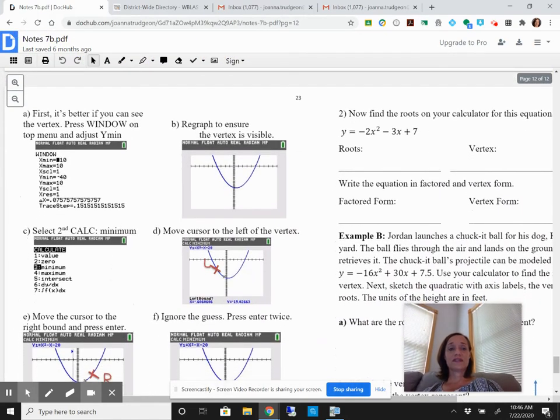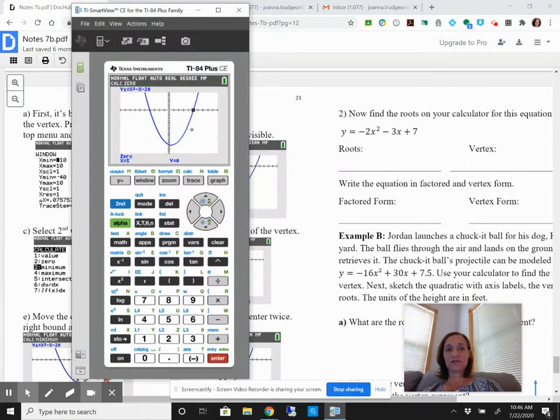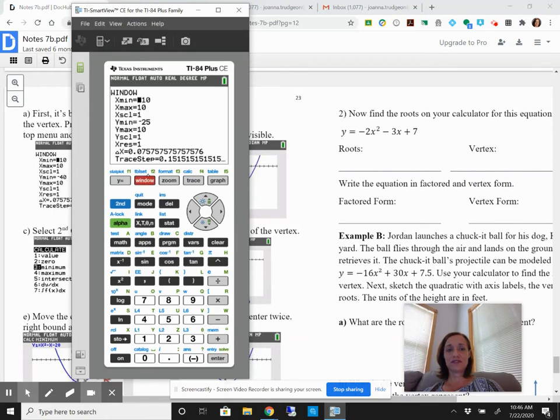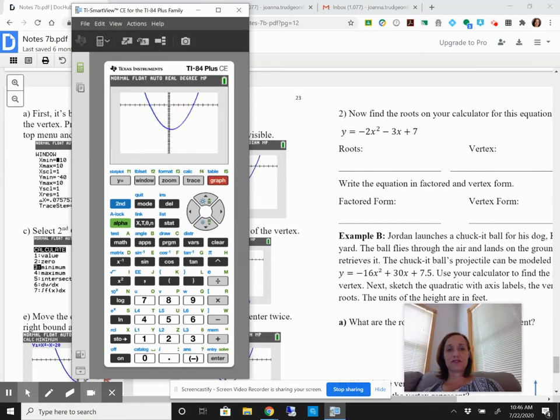So now here it's asking you to play around and adjust your window. Now we already did this, but if you haven't and you can't see your vertex, you're going to have to go to window, pick some other minimum value. When I did it in my notes, I did -40, but just enough so you can see that vertex, okay? And then the next step, step B, is to regraph it to be sure it's visible.